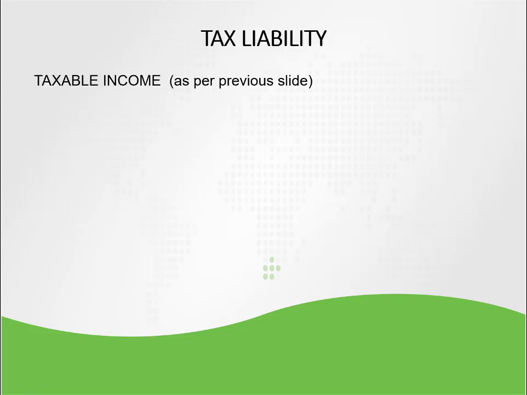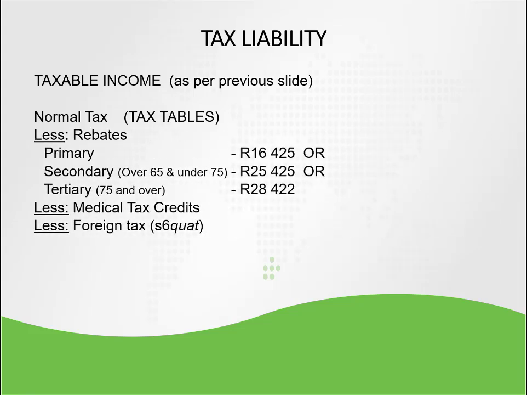So first of all, as per the previous framework, we start off with the taxable income, and then we're going to calculate normal tax on this amount by applying the tax tables. And you need to look for the tax tables for the year of assessment that you're dealing with. Once normal tax is calculated, it's reduced by the respective rebates depending on the age of the taxpayer. So before you minus one of these rebates, you need to look at how old the taxpayer is, and then from normal tax less the rebates, you'll minus the medical tax credits, which will be dealt with in another video.